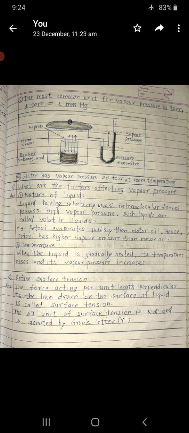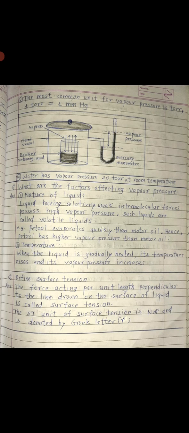So liquids having relatively weak intermolecular forces possess high vapor pressure. Such liquids are called volatile liquids. Example, petrol evaporates quicker than motor oil. Hence, petrol has higher vapor pressure than motor oil. This is the nature of liquid which affects vapor pressure. Second one is temperature. When the liquid is gradually heated, its temperature rises and its vapor pressure also increases.